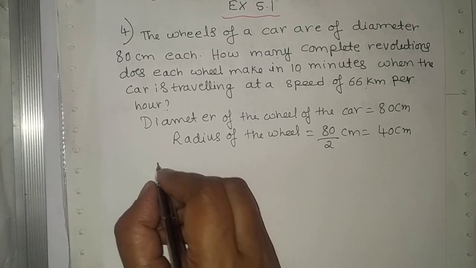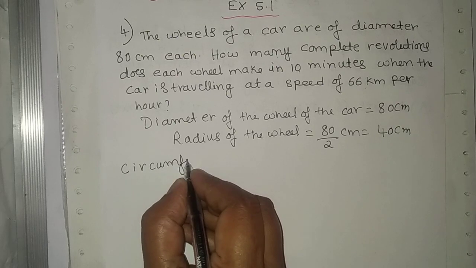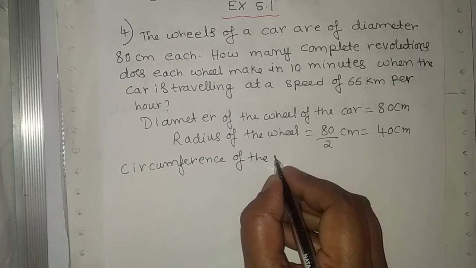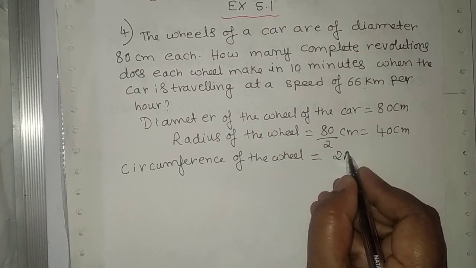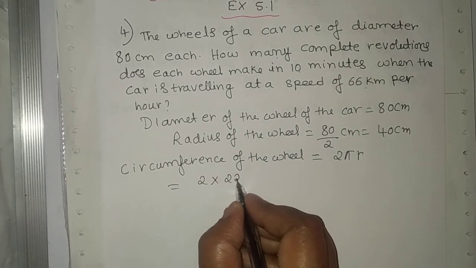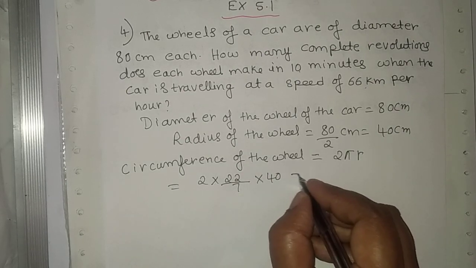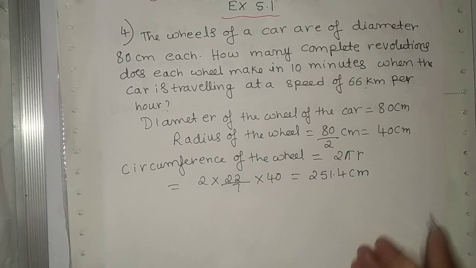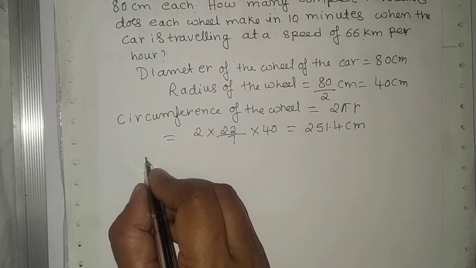Next, we have to calculate the circumference of the wheel. The circumference of the wheel is given as 2 pi r. 2 pi r is equal to 2 into pi, which is 22 by 7, into the radius, which is 40. Simplify this, and we get 251.4 centimeters.